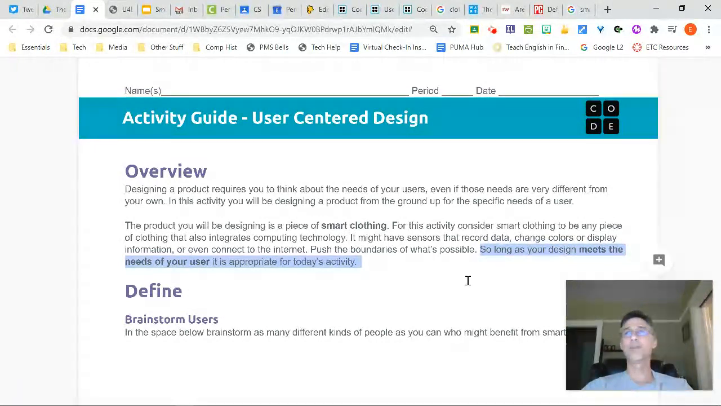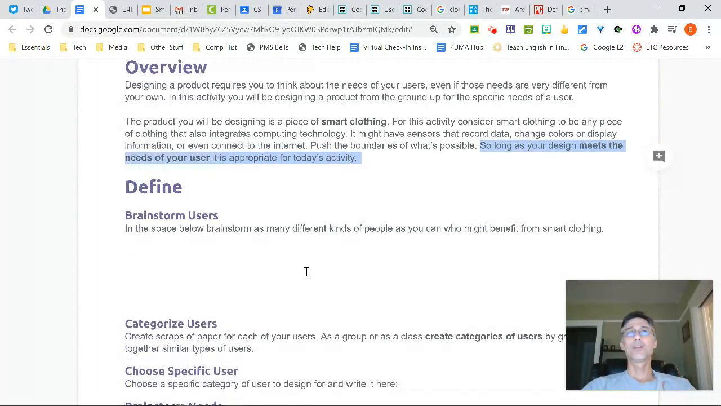So here we go. Here are the steps. You're going to brainstorm your users. Just in the space below, brainstorm as many different kinds of people.